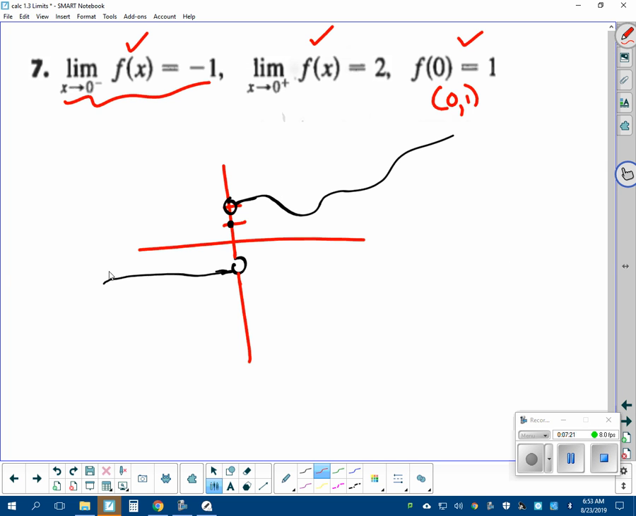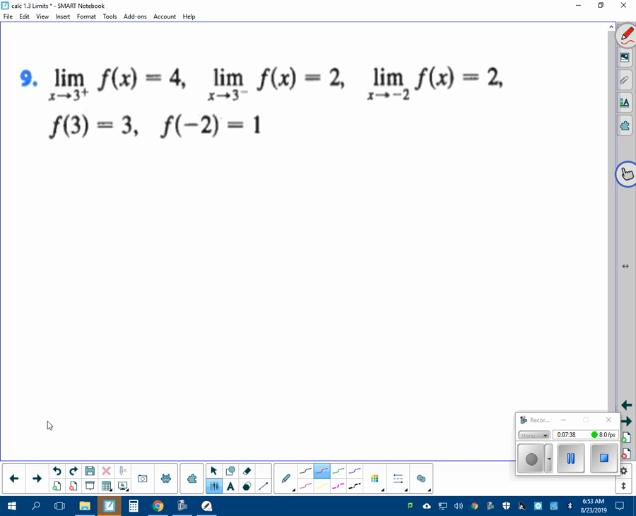Okay, so your lines might have looked totally different, but you must have an open circle here, a closed dot here, an open circle here, and you have to have some kind of line or curve coming off to the left of this one and one to the right of that one. Okay, one more like that.